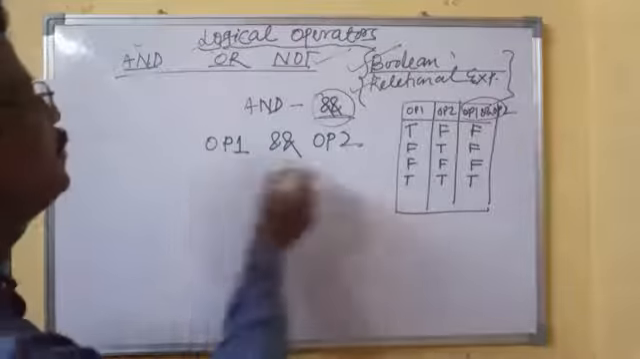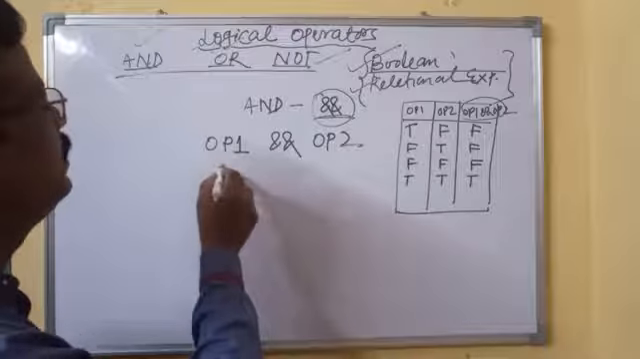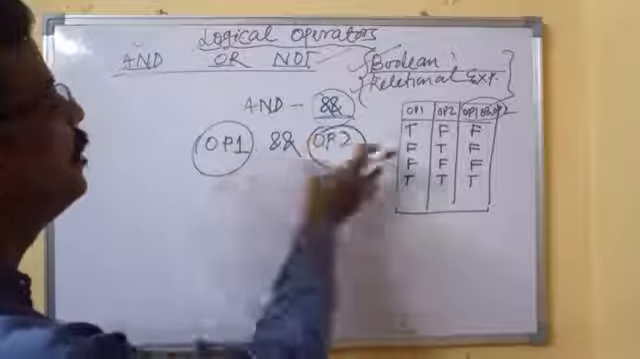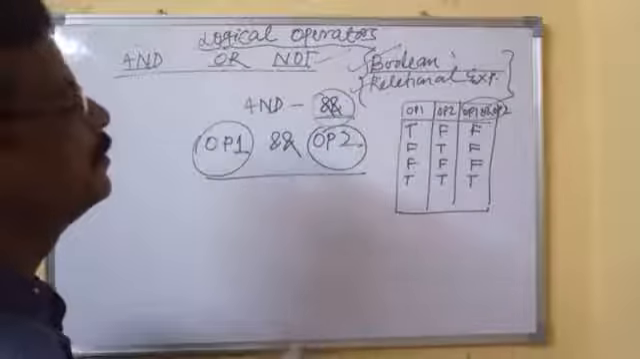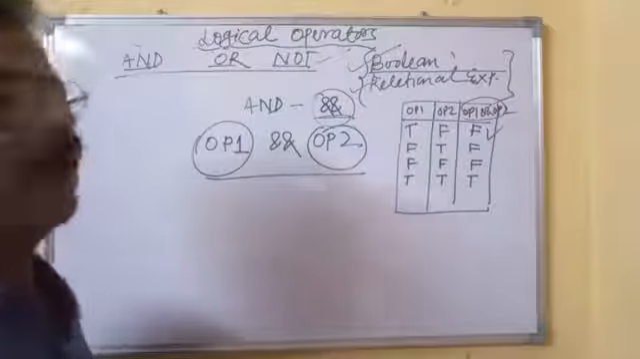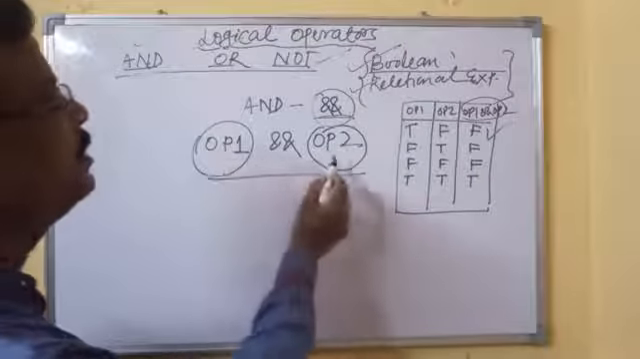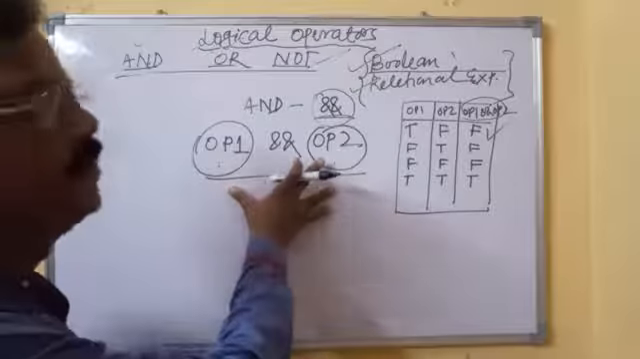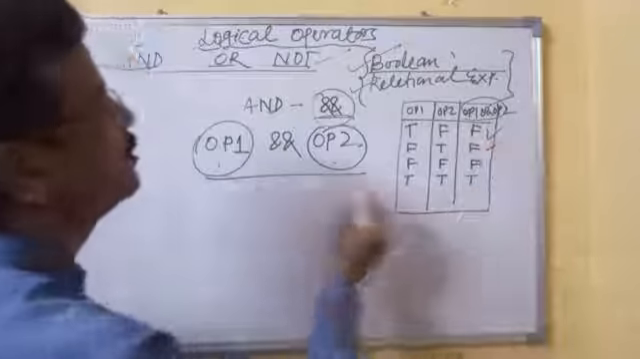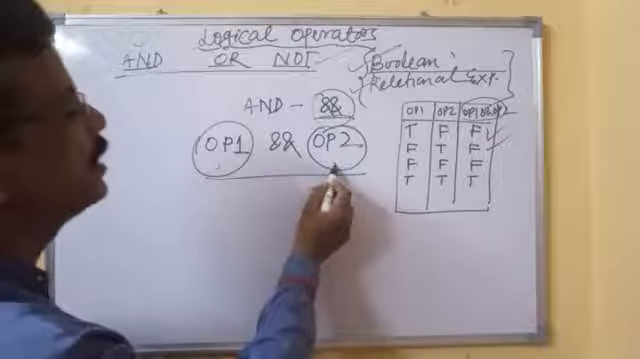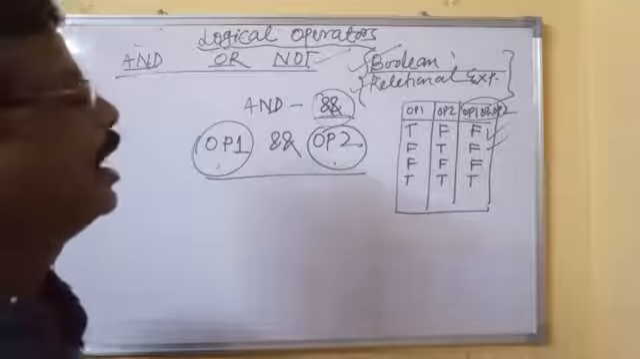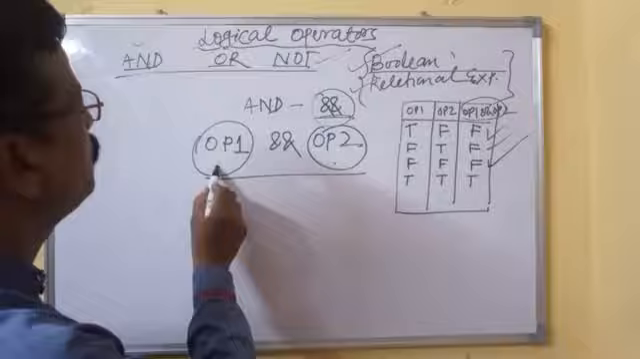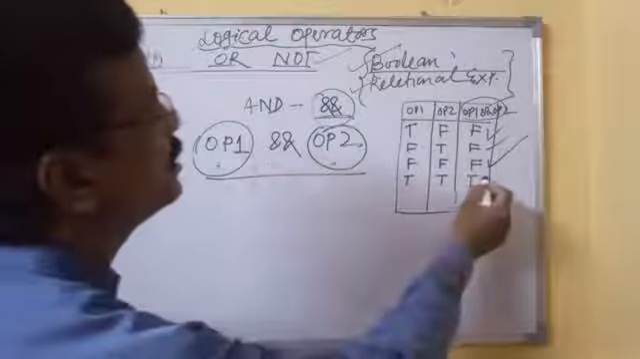After writing OP1 and OP2, suppose this one is true and this one is false. So what will the whole expression's answer be? False. And if this one is false and this one is true, then the whole expression's answer is false. And suppose this one is false and this one is also false. Both are false, then the answer is also false. And if this one is true and this one is true, then the answer is true.